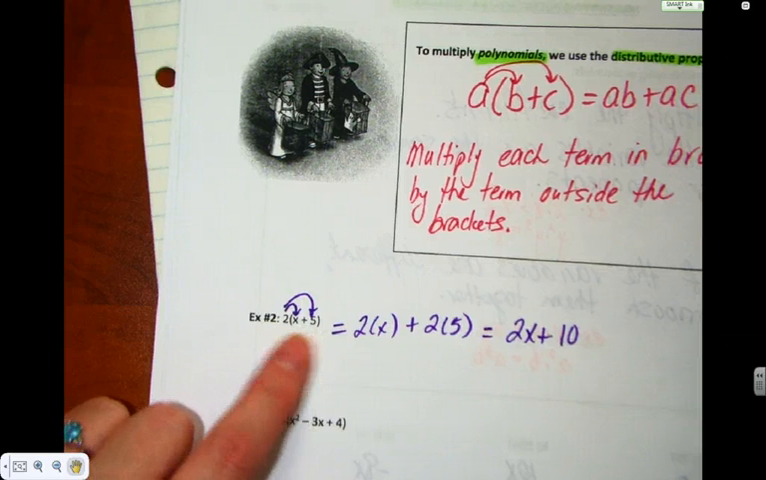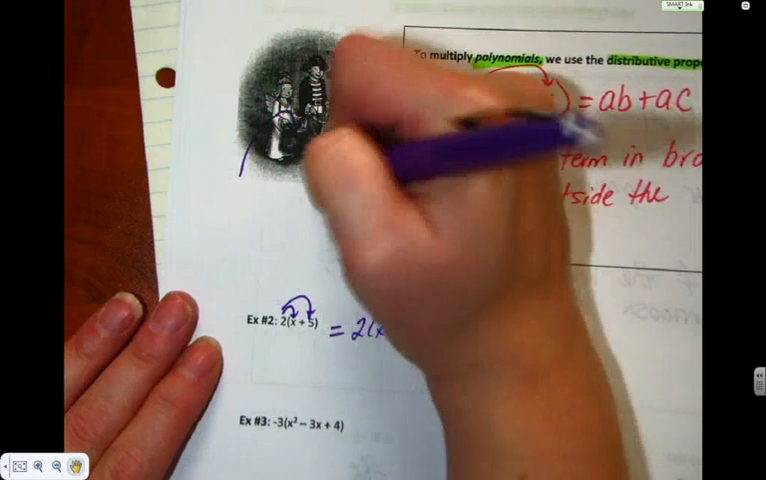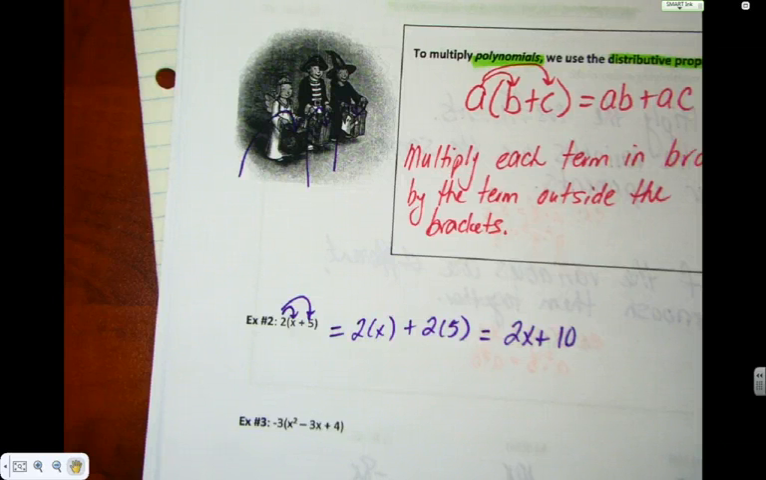So the 2 is like you handing out the candy. The x and the 5 are like the kids. You have to give to the x and give to the 5. So candy goes in the first bag, goes in the second bag, goes in the third bag, then you probably eat one yourself. Okay? That's distribution. Everybody gets whatever you're giving out.